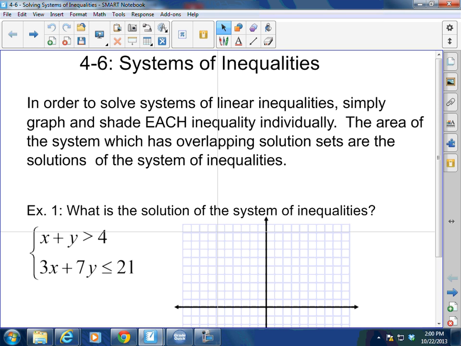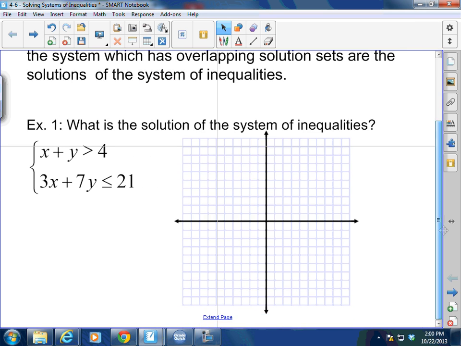In order to solve systems of linear inequalities, simply graph and shade each inequality individually. That's the key here. The area of the system which has overlapping solution sets are the solutions of the system of inequality. Let me explain.